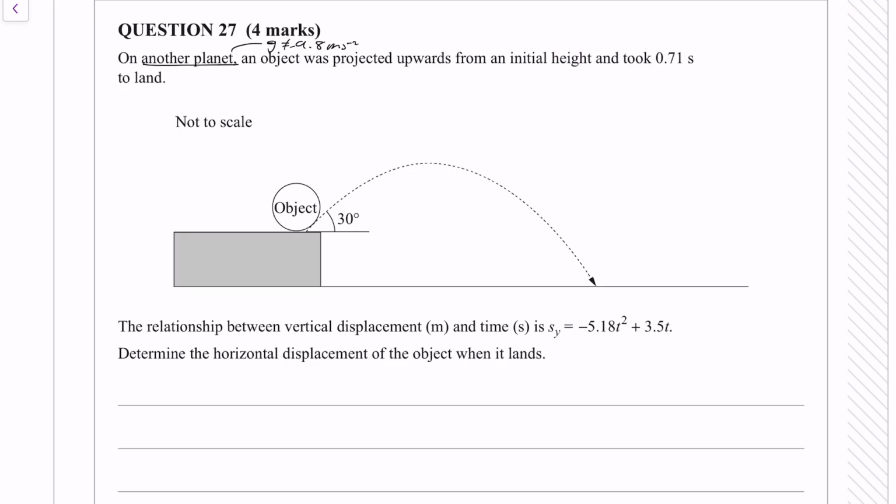So that's the figure stage done. But we can also draw other figures as well if you wanted to, or add to the diagram. So the relationship between vertical displacement, meters, and time is sy equals negative 5.18 t squared plus 3.5 t. Determine the horizontal displacement of the object when it lands.